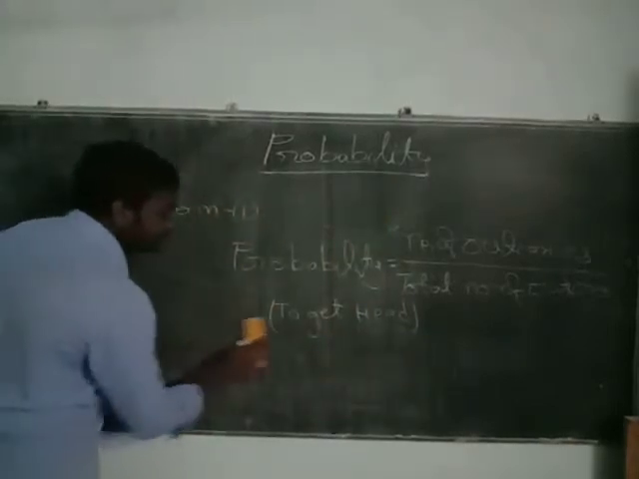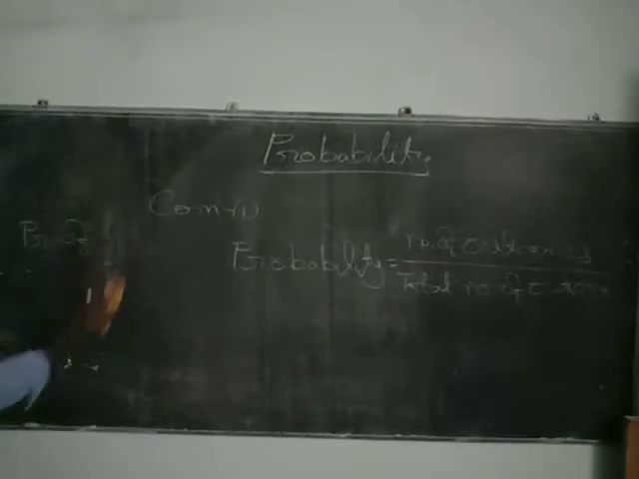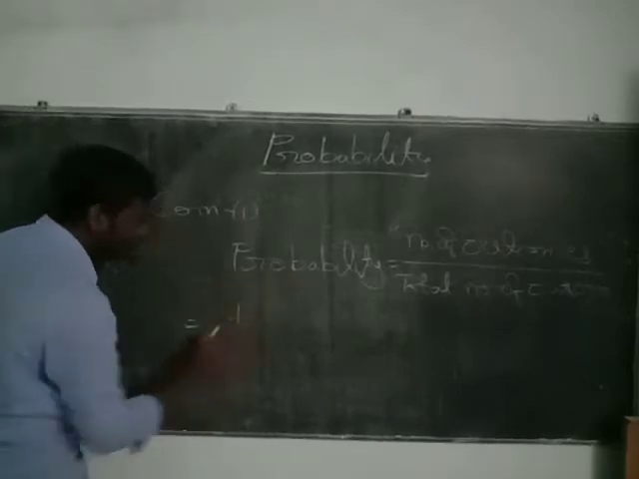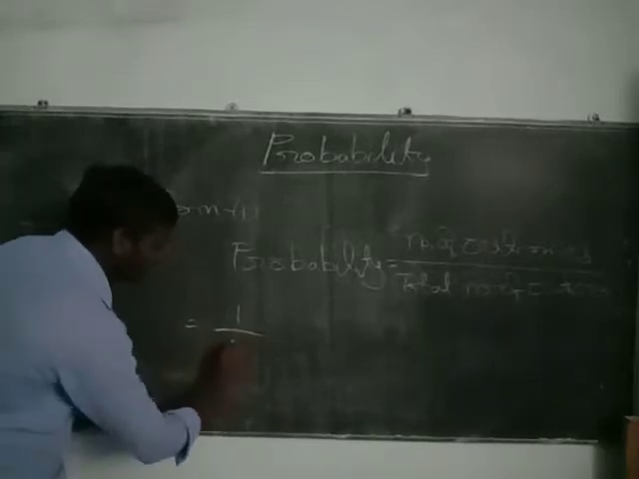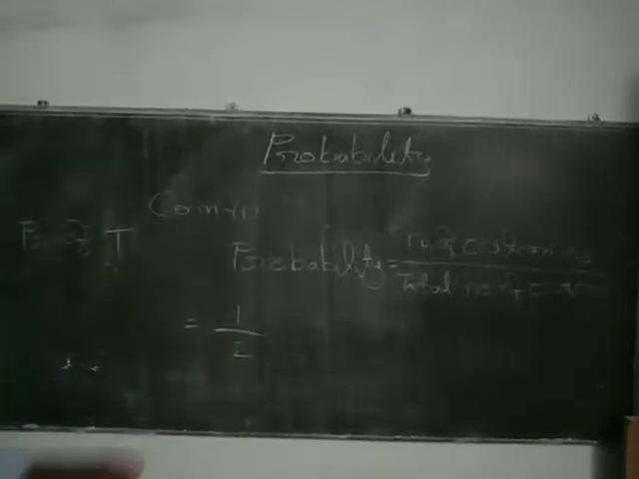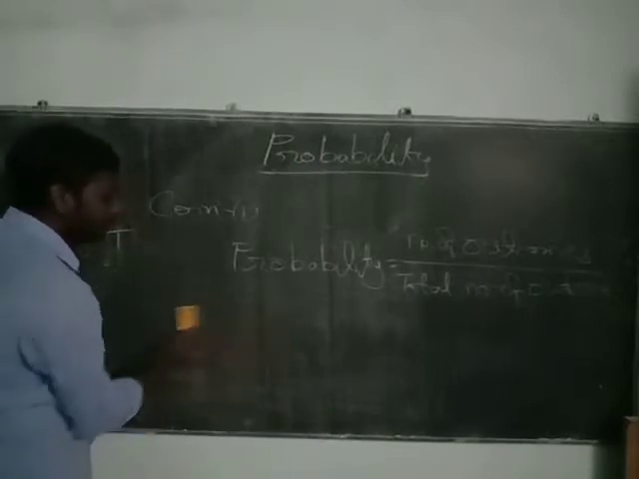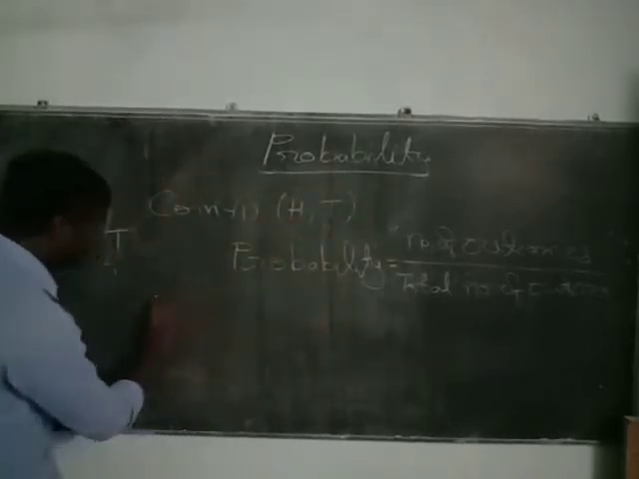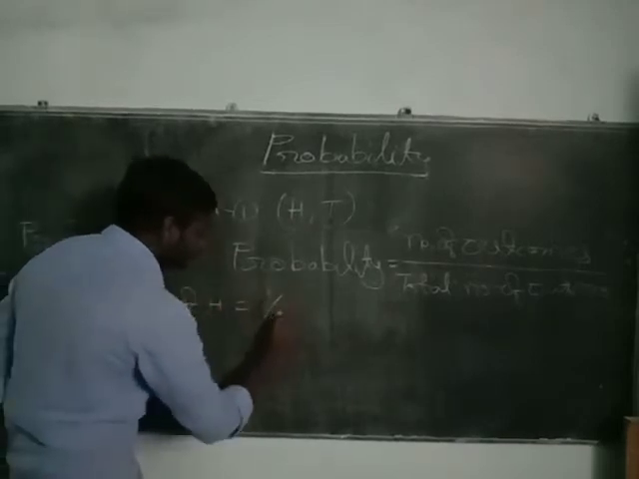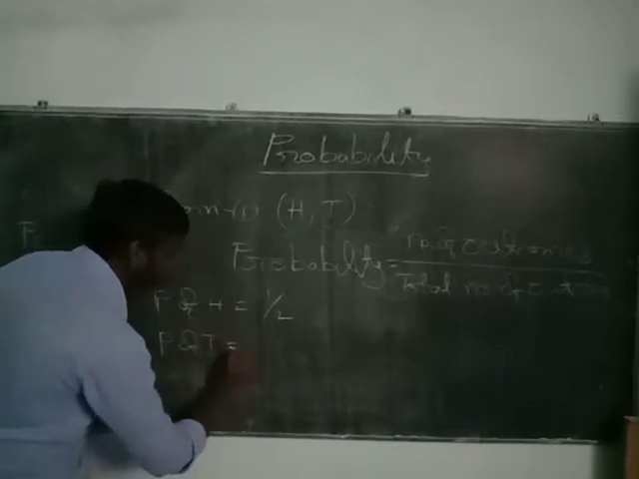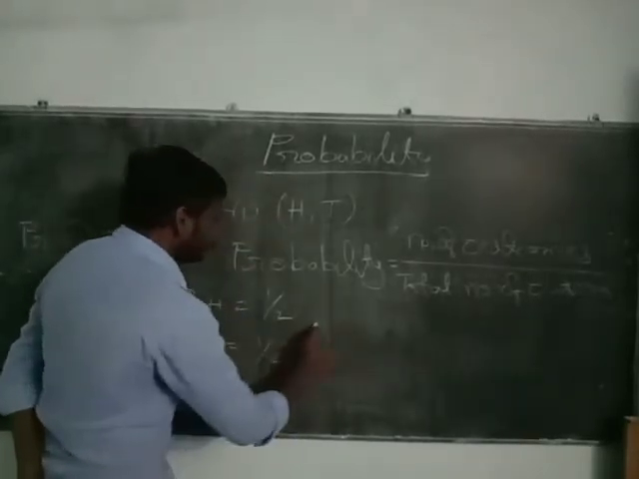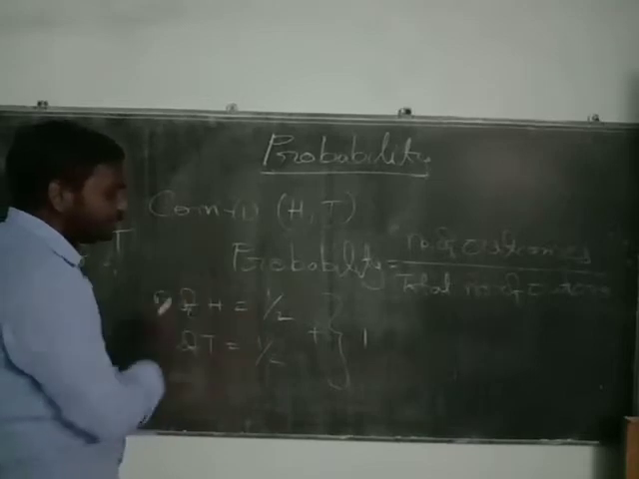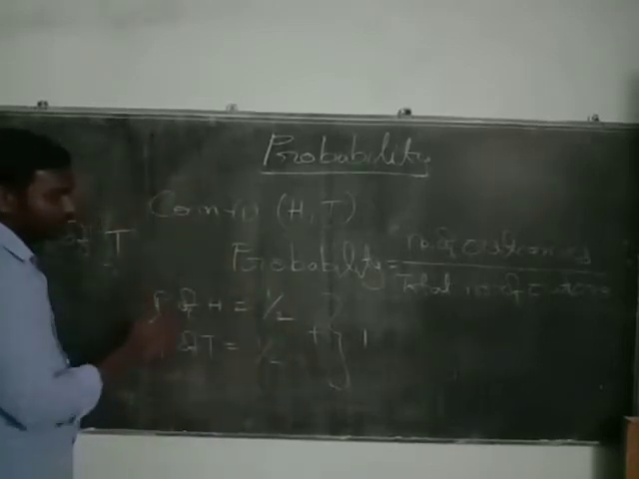Suppose the question is asked to find the probability of getting a tail. The coin is tossed for one time, so the number of outcomes is 1 and I can get either head or tail, so the total number of outcomes is 2. Then the probability is nothing but 1 by 2. Remember one important point. When I toss a single coin, I can get either head or tail. The probability of getting head is 1 by 2. Probability of getting a tail is 1 by 2. If I add these two, I get 1. Remember, in any event, if you sum all the probabilities, you have to get 1.